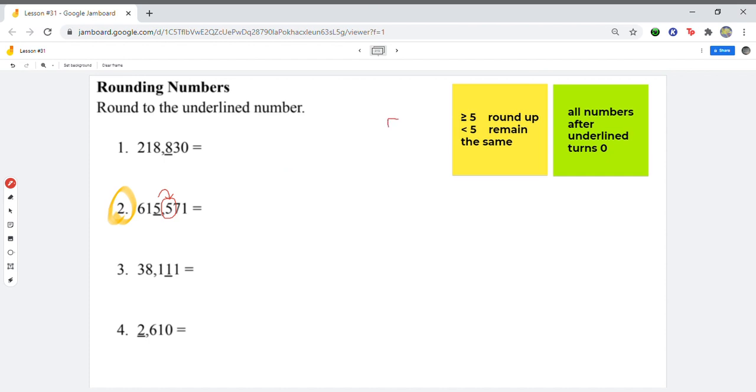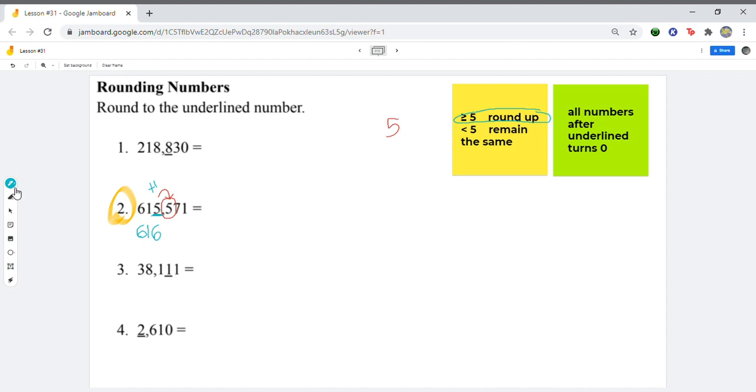Now with this 5, I'm going to look at the first post-it note, the yellow post-it note, and it says if the number to the right, which in our case is 5, is greater than or equal to 5, we're going to round the underlined number up. But if it's less than 5, we're going to keep the 5 the same. We know 5 fits the first criteria. It is greater than or equal to 5. So we're going to round the underlined number up, which means we're just adding 1 to the 5. So 5 plus 1 is 6. I'm going to put 6 over here. We round it up because 5 is greater than or equal to 5.